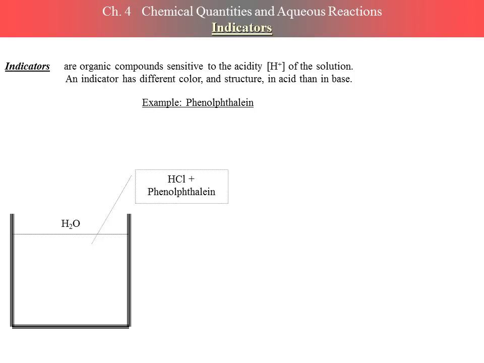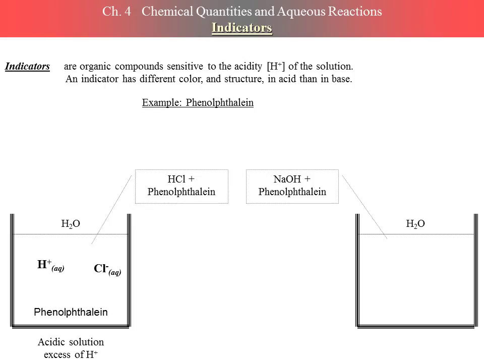For this experiment, we are going to use an indicator called phenolphthalein. So, in this beaker here, we put hydrochloric acid and phenolphthalein. The indicator that we have used, as any other indicator, is a covalent compound. So it doesn't actually dissociate, it doesn't provide ions into solution. However, the hydrochloric acid is going to provide protons and chlorides. This is an acidic solution because we have excess of protons, of H+.